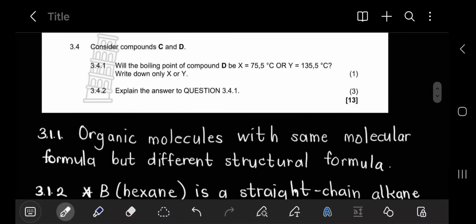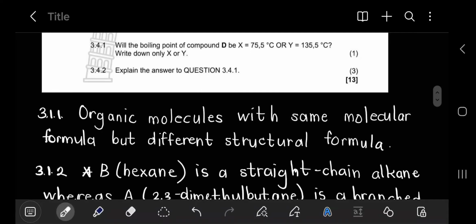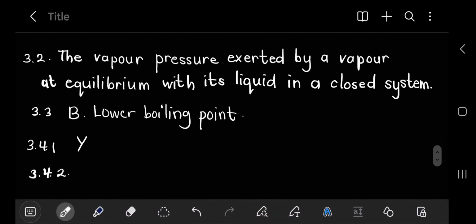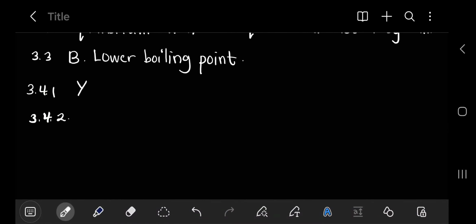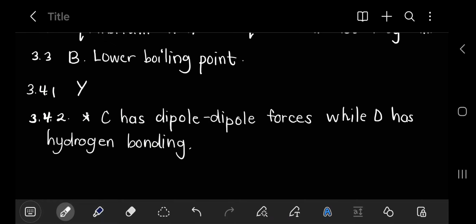So 3.4.1, they just wanted the letter. We're going to say Y. And in 3.4.2, they wanted you to explain. So we're going to start off by talking about the intermolecular forces that compounds C and D have. So we say compound C has dipole-dipole forces, while compound D has hydrogen bonding.